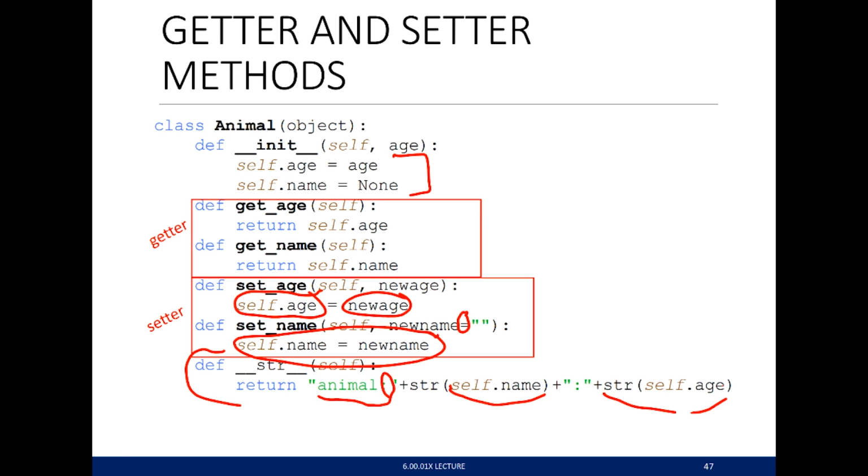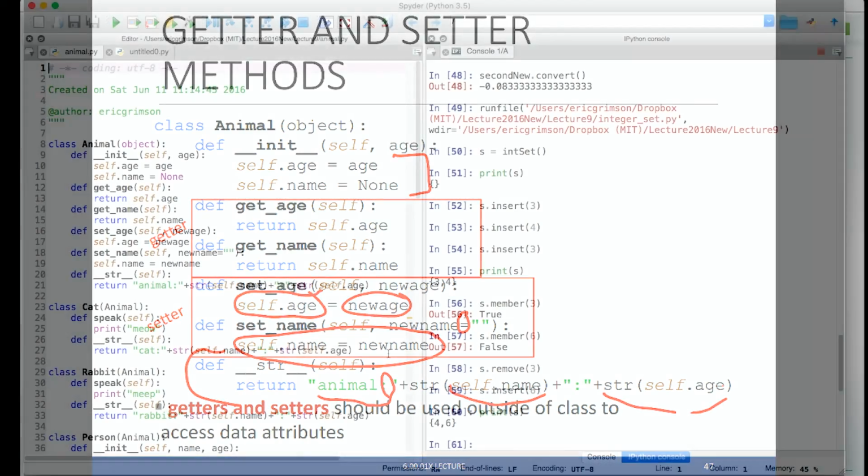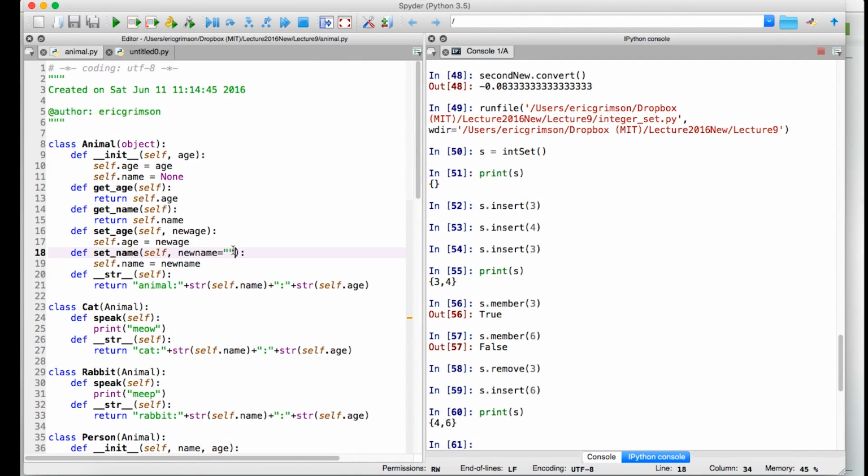I've just added some more methods to an animal. I want to remind you again that those getters and setters should always be used outside of the class to access the data attributes. So let's try this out. Let's go over and load up animal.